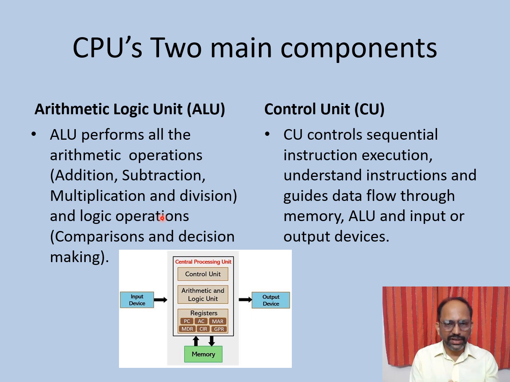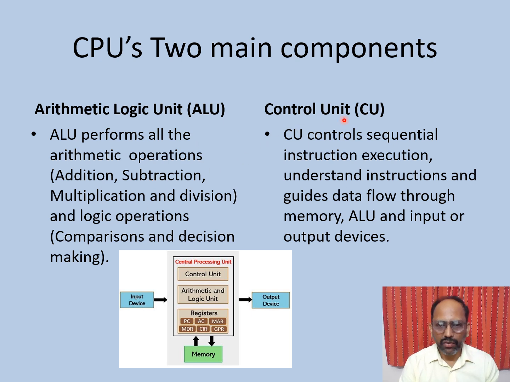Then the logic unit is used to compare the value. Whether my percentage is 80% and above, then print distinction. If my calculated result percentage is above 60% and below 80%, then award the grade as first class. This kind of comparison we do in computer using the logic unit of the ALU. That is what we call the decision making process in computer.